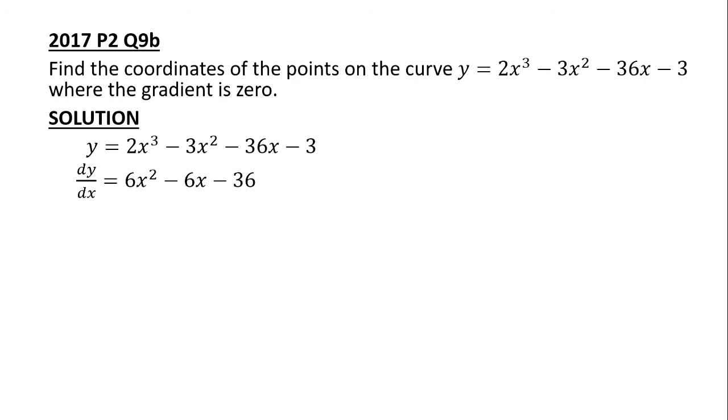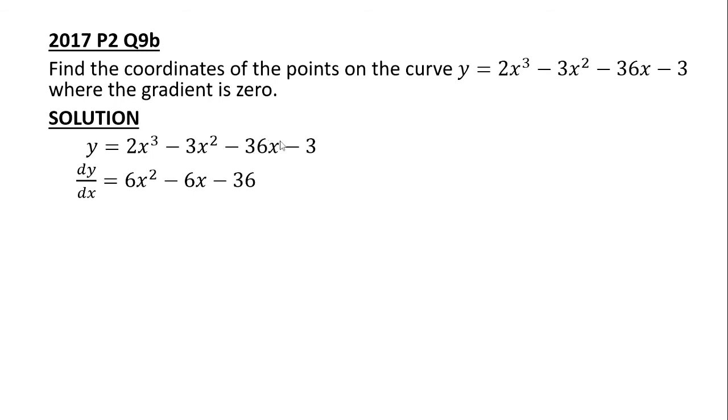Dy dx of y equal to 2x to the power 3 minus 3x squared minus 36x is the same as multiply that power. 3 times 2 will give us a 6. Subtract 3 minus 1 will give us a 2. So 2x to the power 3 will give us 6x squared. Multiply 2 times a negative 3, it will give us a negative 6. Subtract 2 minus 1, we'll get a 1. So we'll get a negative 6x.